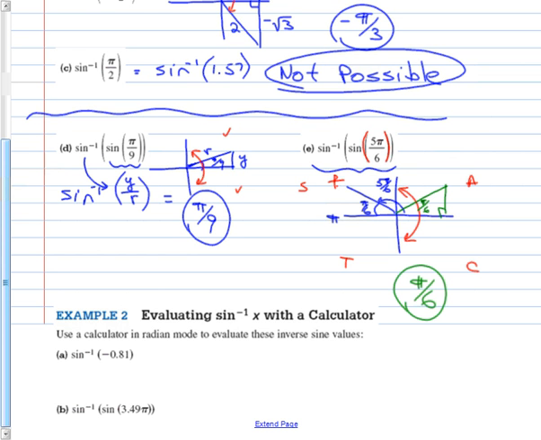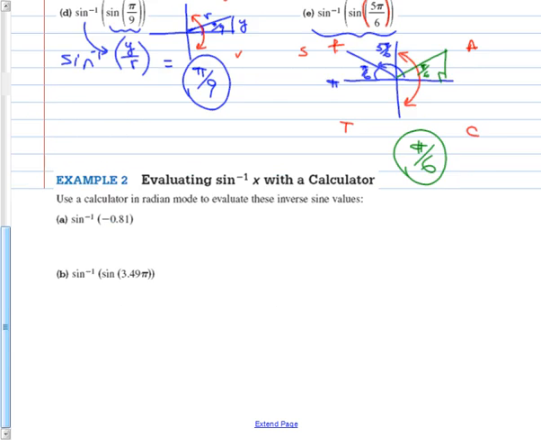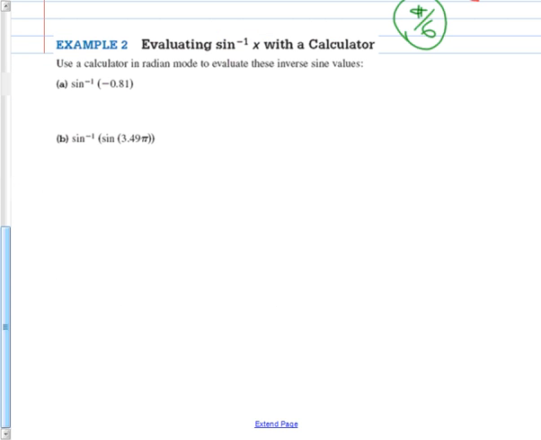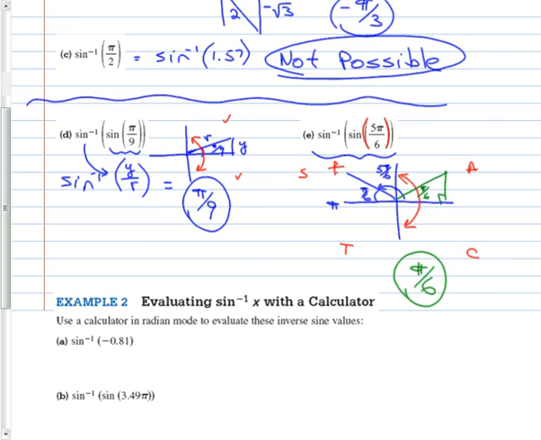Okay, so if you had 3 pi over 6, is that in the same one? Well, 3 pi over 6 is 1/2 pi, so it would be 90. So that would be 90 right over here. What would your inverse be of that? Well, what is the sine of 90? It's 1. So what angle gives me a sine of 1? 90. That one works.